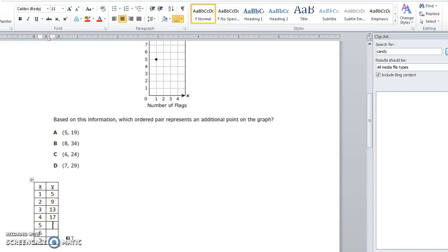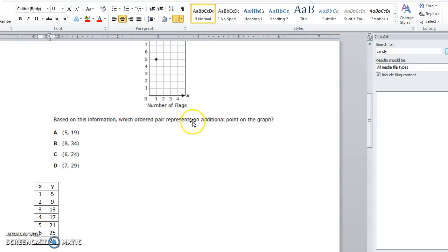So 17 plus 4, 21. 21 plus 4, 25. 25 plus 4, 29. Notice I haven't even looked at my answer choices yet. I'm just building the pattern that I know is going to happen based on the points they gave me by taking the graph and turning it into a table. Okay, now that I have a few points, hopefully one of those worked out.